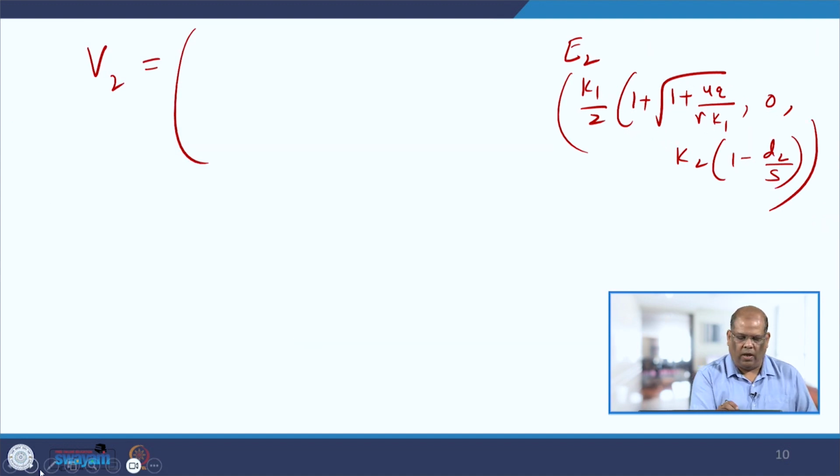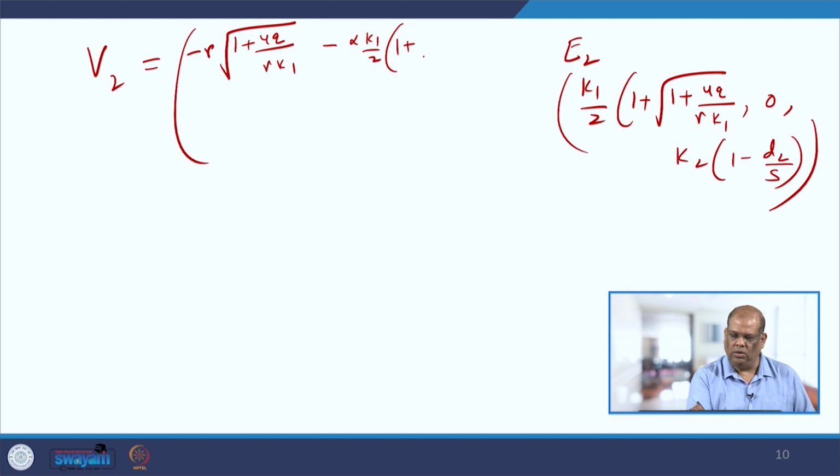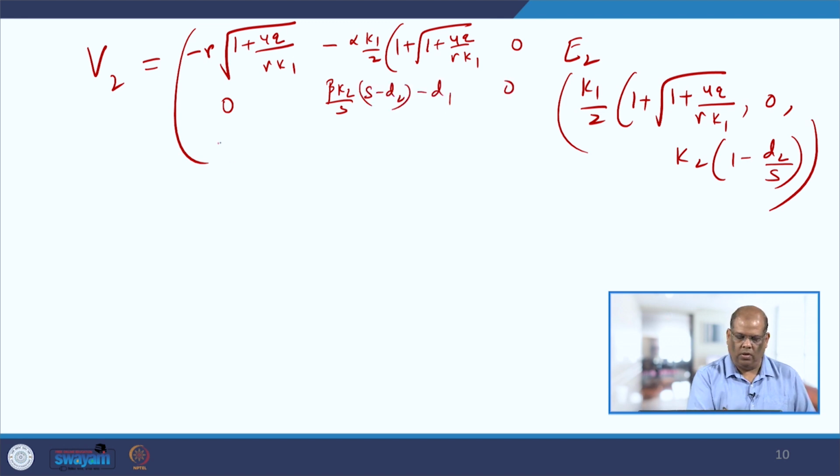So, your V2 will be given by minus r square root of 1 plus 4q divided by r k1, minus alpha k1 by 2 1 plus root of 1 plus 4q by r k1, 0. This is 0. This is beta k2 by s, s minus d2 minus d1, 0. This is 0, minus beta k2 by s, s minus d2, and minus of s minus d2.